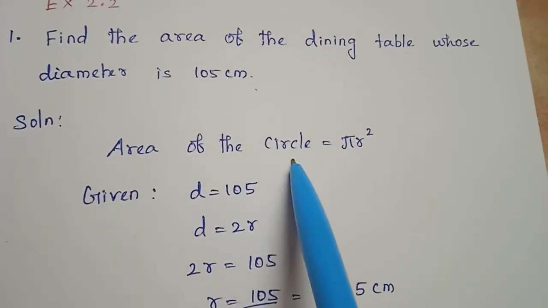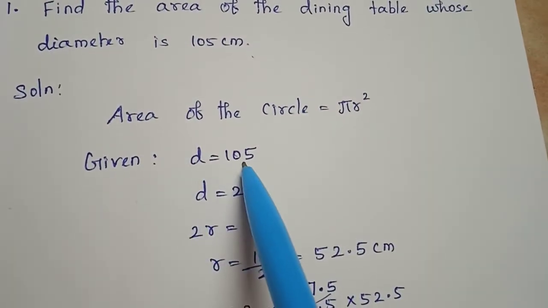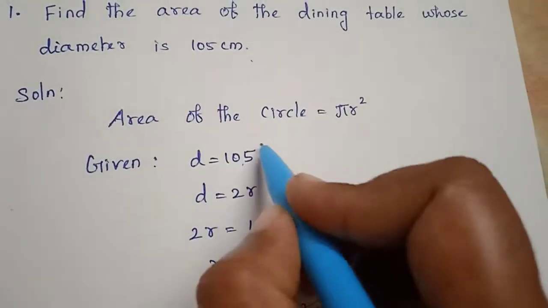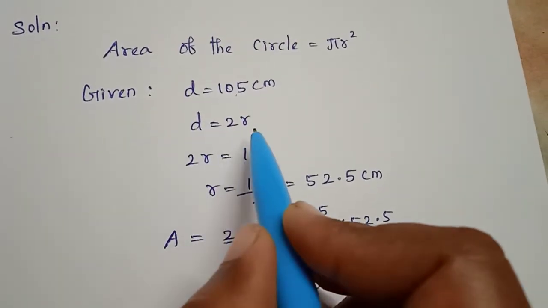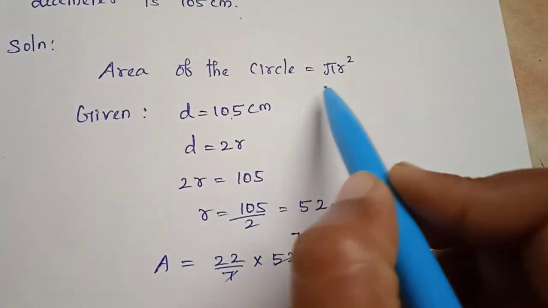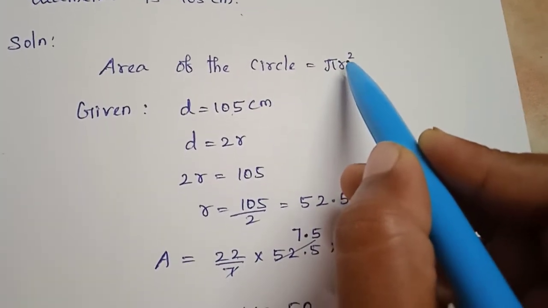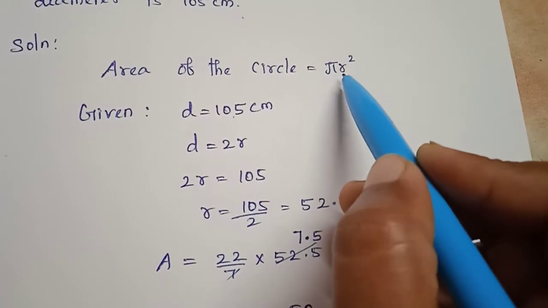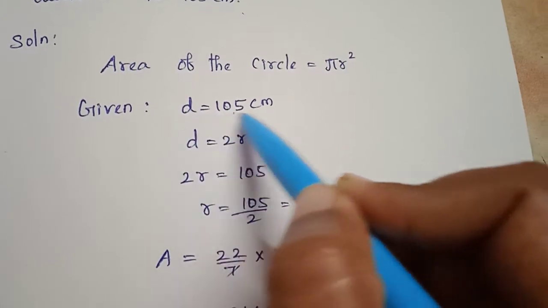First we'll write the formula. Area of the circle is pi r square. It is given diameter equal to 105 centimeter. Now we know the diameter equals 2 times r. To find the area of a circle, we need the value of r. If we know r, then only we can substitute it. But here they didn't give the r value. Instead they have given the diameter.